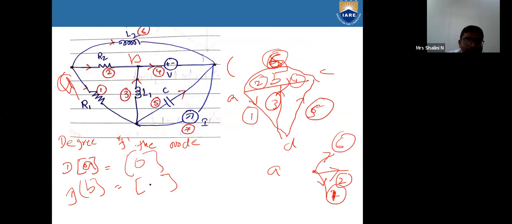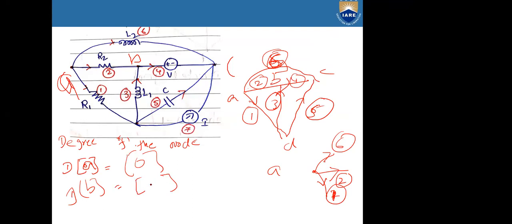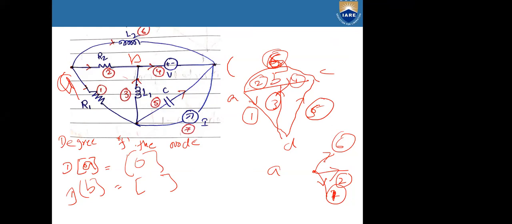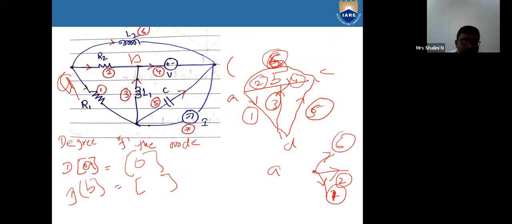So only the second node, R2 branch is coming, and R2 is coming, and L1 is also coming. L1, the third one, is also coming. Okay, so the degree of this one node is 2.